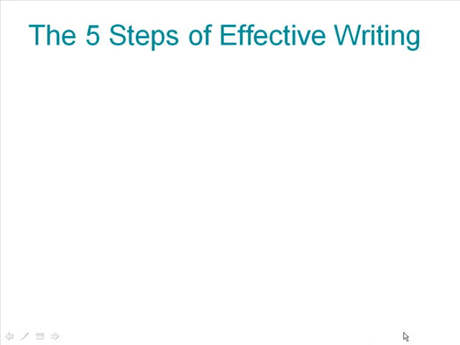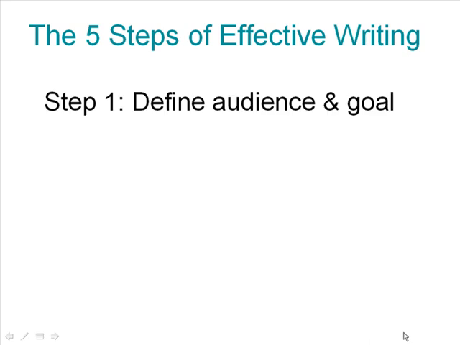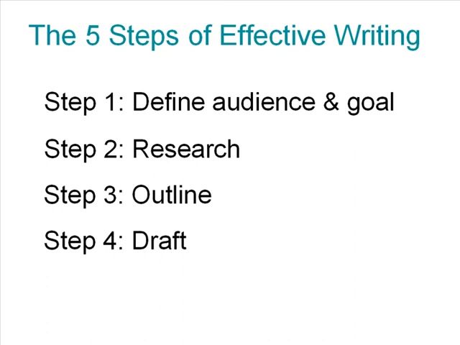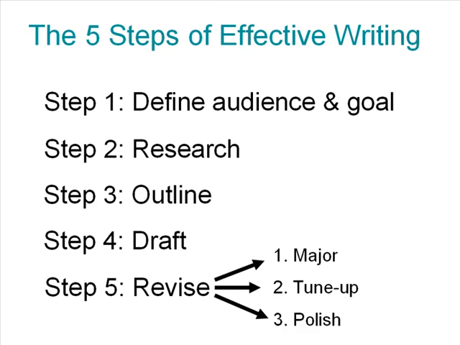To recap, let's take a look at the 5 steps of effective writing. Step number 1, define your audience and your goal. Step number 2, conduct research. Step number 3, create an outline. Step number 4, write a rough draft. And finally, step number 5, revise by doing a major revision, a tune-up revision, and a polishing revision.